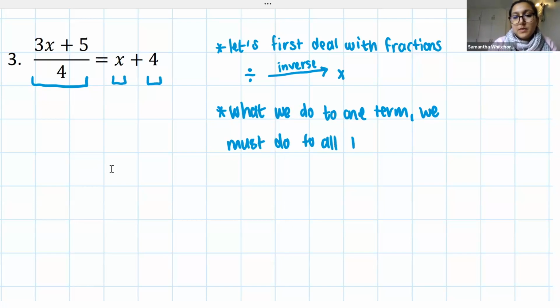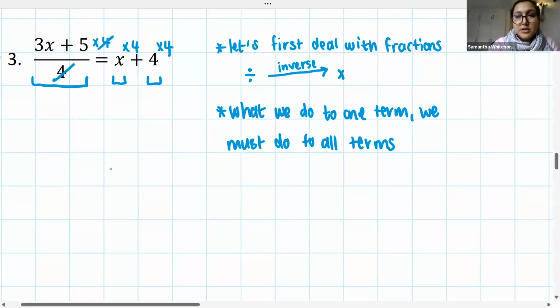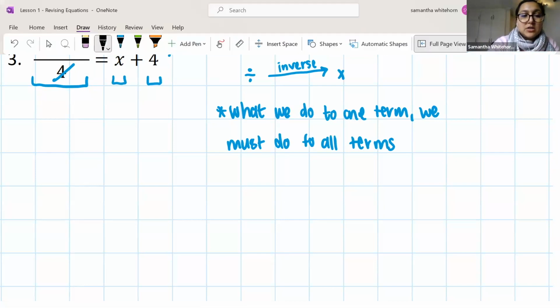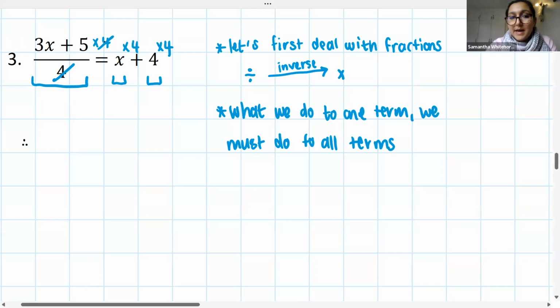Now, guys, the question might be, well, why am I timesing everything by 4? We times by whatever the denominator of our fraction is. And so because the denominator of our fraction is 4, I'm going to times everything by 4. Now, what that does is it cancels or gets rid of my fraction, but it makes sure that everything has still stayed balanced. Because remember, our equation must stay balanced. We can't just make up things on our equation.